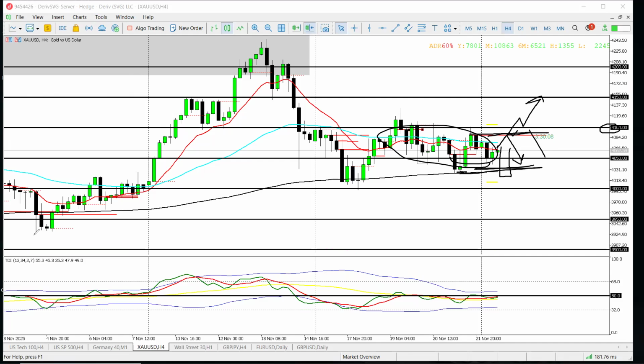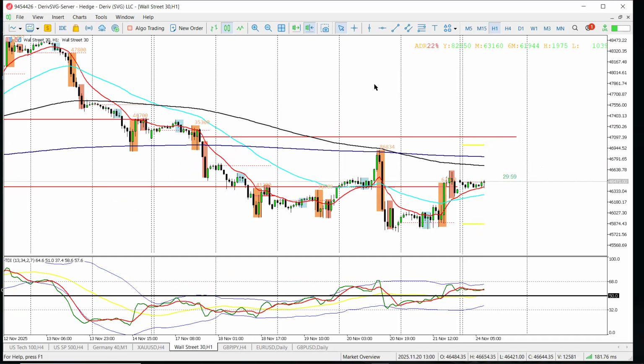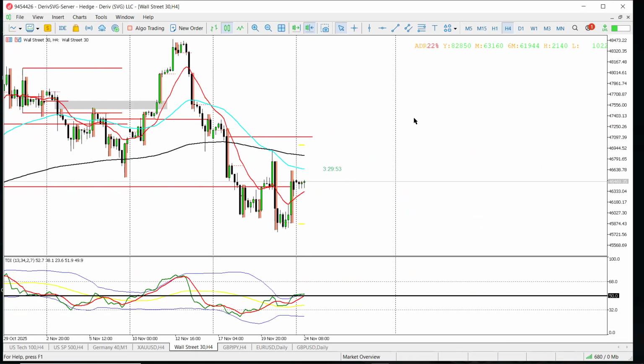But I'm not too interested in gold today, just based off this market structure. That's the 4 hour time frame. Then going to US 30, what could potentially happen here? Let's check the higher time frame.